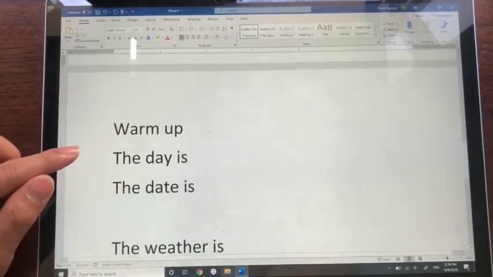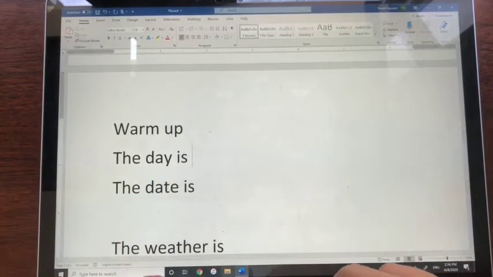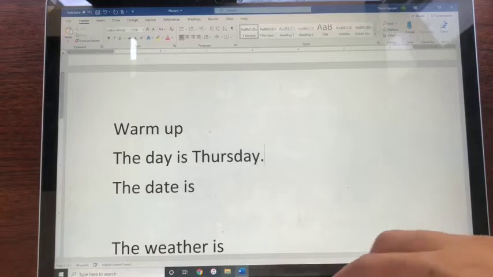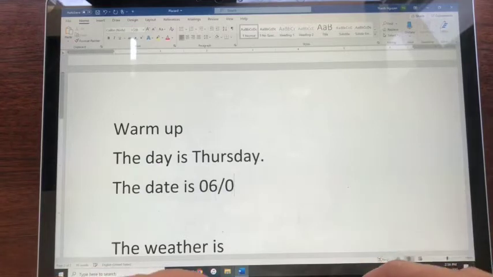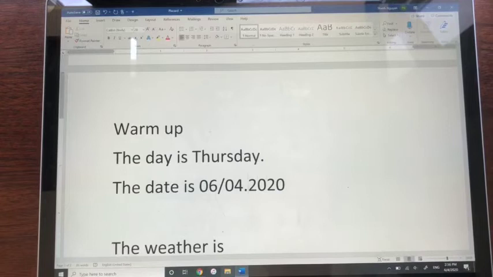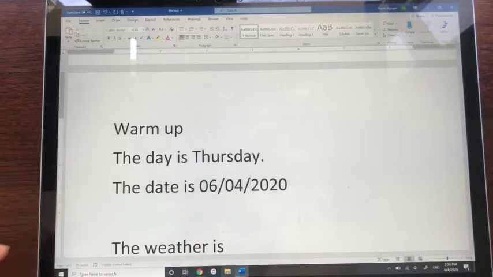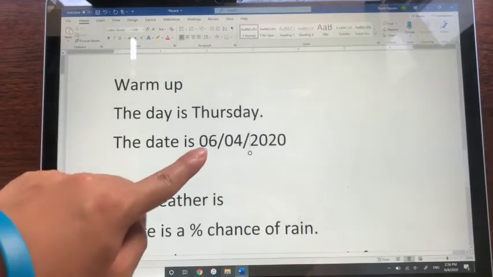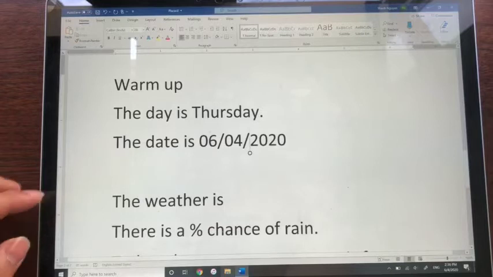So let's do the warm-up. The day is Thursday. The date is 06/04/2020. So it is June 4th, 2020. The month is June, the date is the 4th, and the year is 2020.